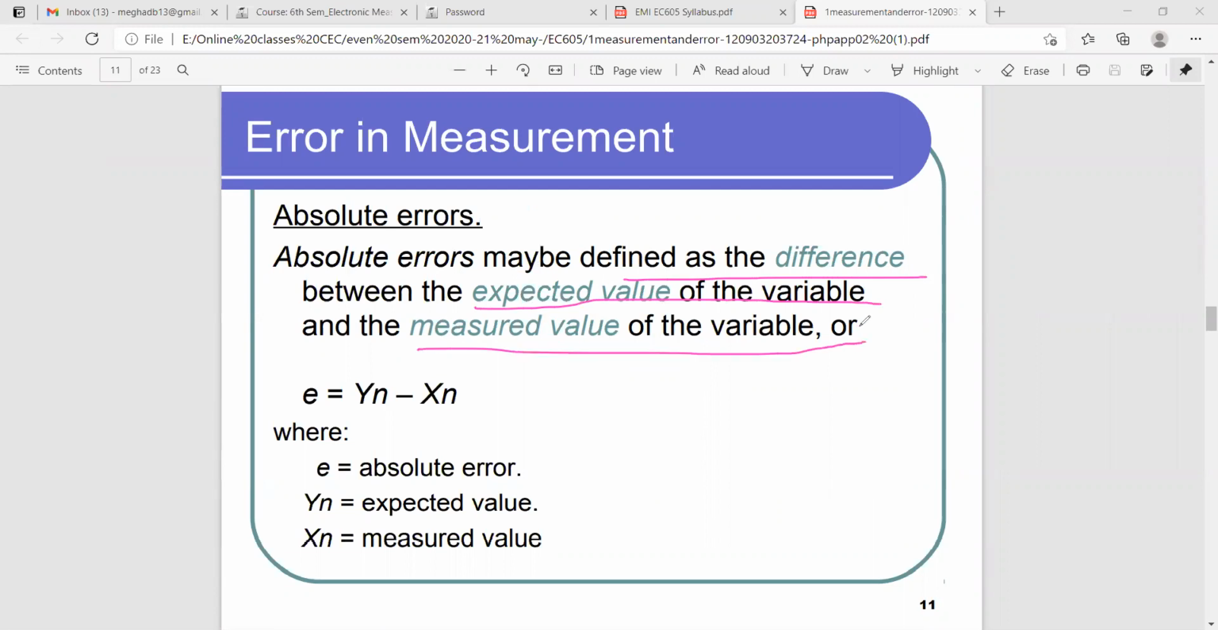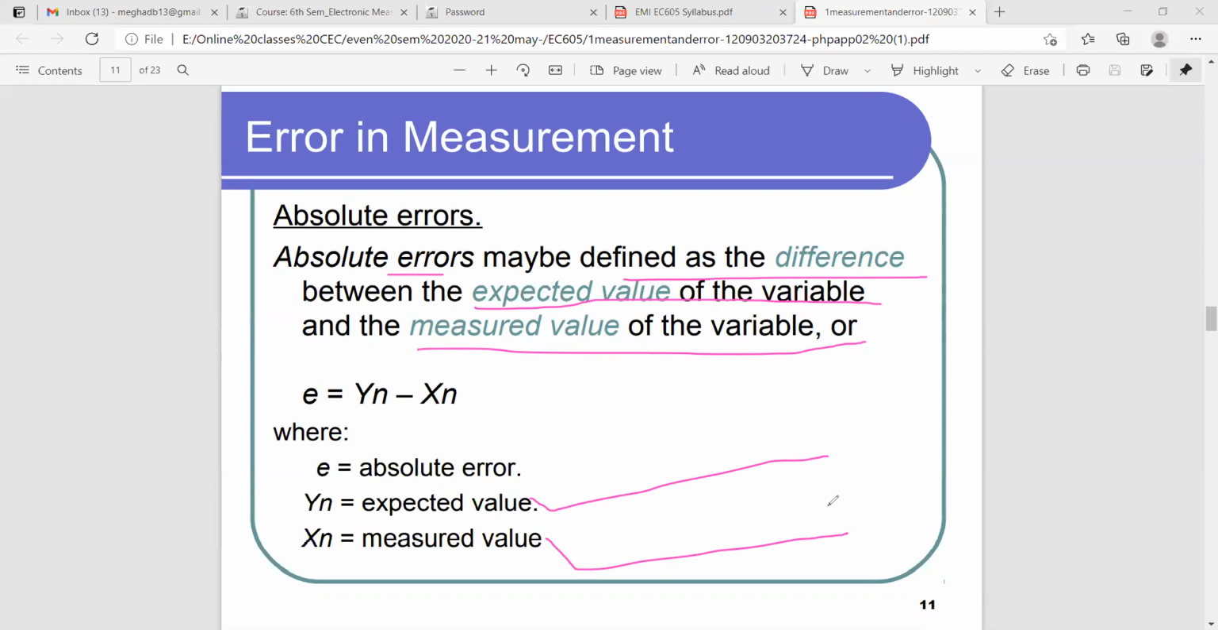Whenever we consider any variable to find the absolute error, keep in mind we need two values: one is the expected value, one is the measured value. The measured value we already know, because I'm not the first person to measure that particular variable. Someone before me has already measured it, and I may get near about that value, that is the expected value.